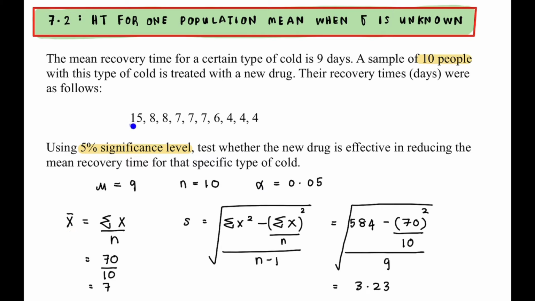So how to find the mean from the sample? Total up all the values, divide by 10. So you have 70 divided by 10 is 7.